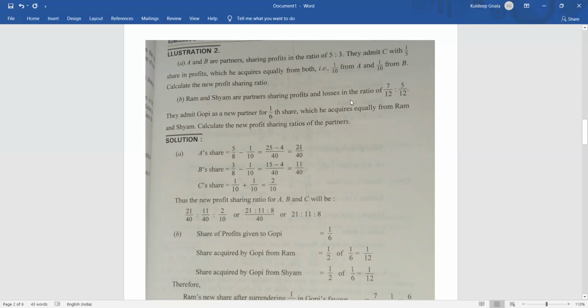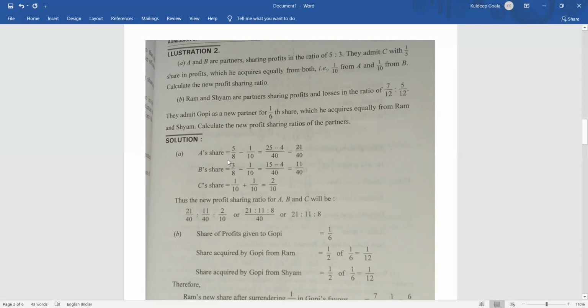The ratio formula I have already given you in the previous chapter. So what was the formula? If the sacrifice is given, then old ratio minus sacrificing ratio equals new ratio. So what is the old ratio? The old ratio is 5:3. So 5 by 8 and 3 by 8, right?